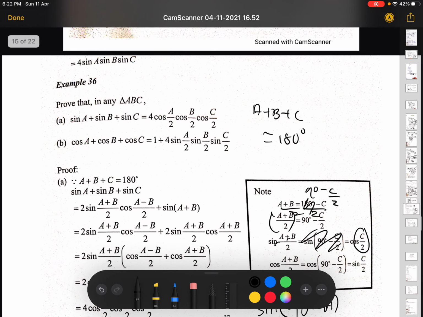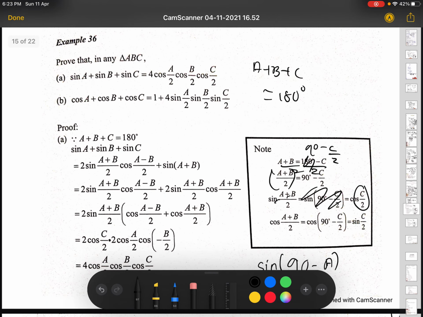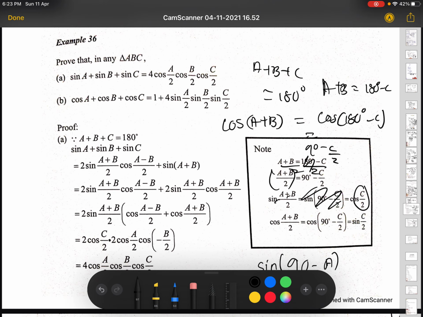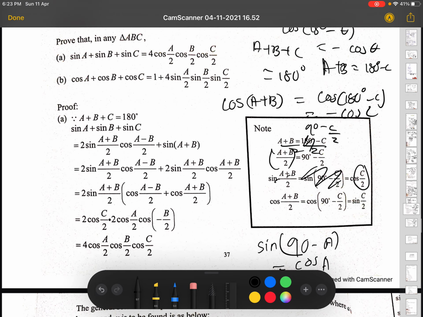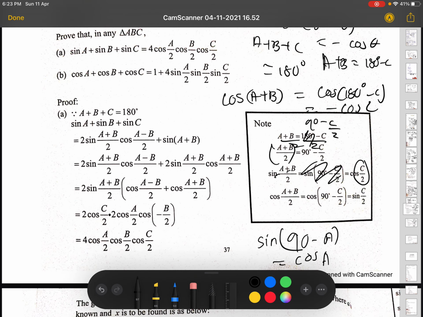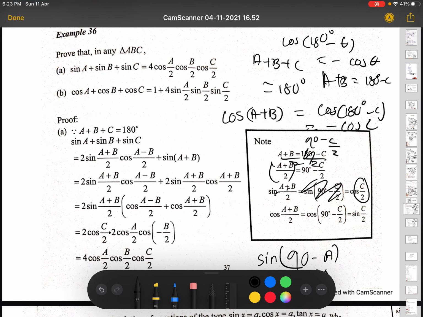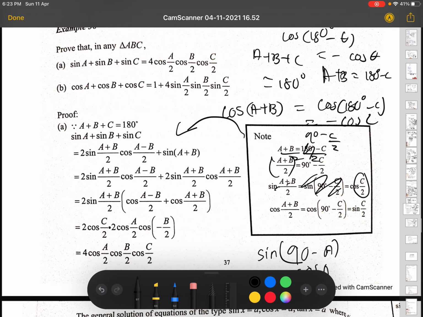And then another thing that you want to remember is if you get cos of A plus B, A plus B is equal to 180 minus C. So it's equal to cos of 180 degrees minus C. Remember, cos of 180 minus theta is equal to minus cos theta, right? So it will be equal to minus cos C. So you want to try and use as many of these as possible to sub into your question.